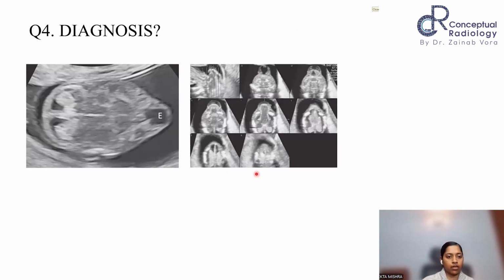Now diagnosis. This 2D image we have done. You have taken the tomographic sections from the 3D. These are the slices. And at multiple levels of slices, first we are seeing some fluid, then some soft tissue herniating. This is the choroid plexus. Okay.